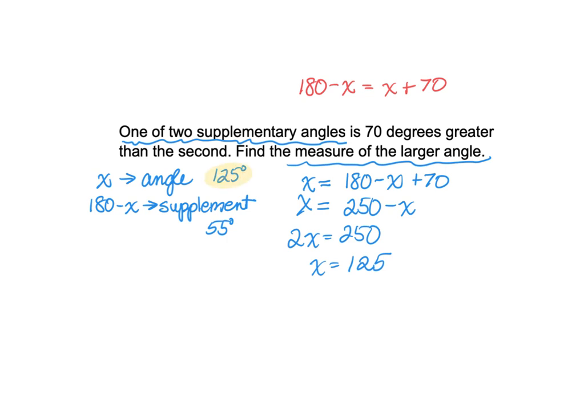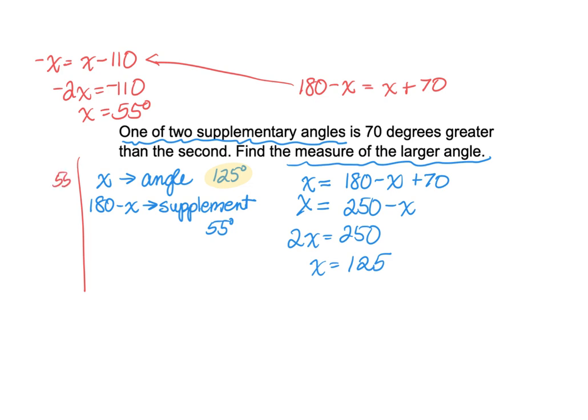Now, let's go back and see what would have happened if I solved the red equation. So I would subtract 180 from both sides. That means minus x equals x minus 110, right? Yes, 110. And then I'm going to subtract x from both sides. That's minus 2x equals minus 110, or x is equal to 55 degrees.